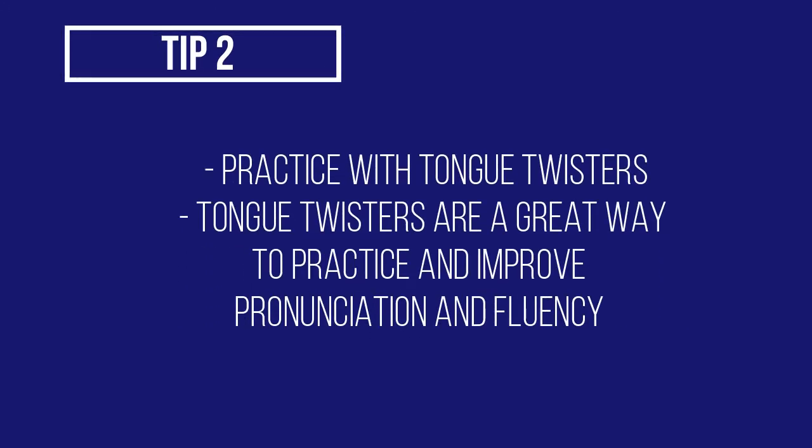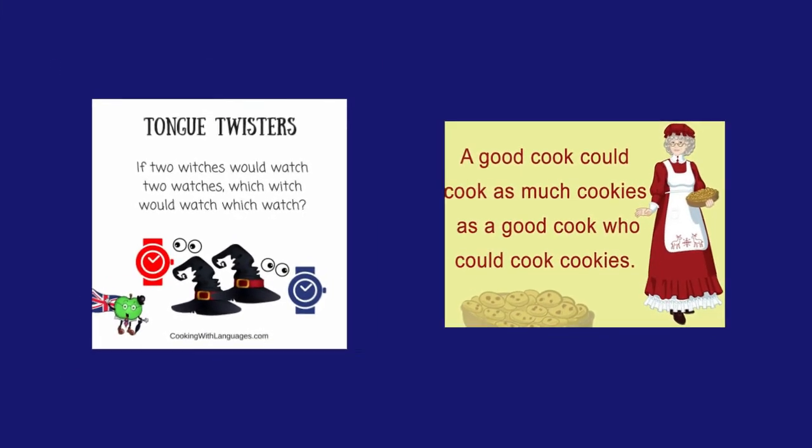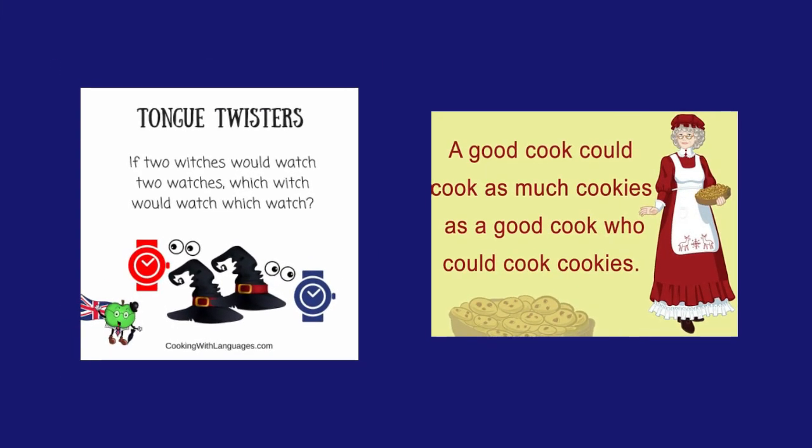Tip number 2. Practice with tongue twisters. Tongue twisters are a great way to practice and improve pronunciation and fluency. They can also help to improve accents by using alliteration, which is the repetition of one sound. They're not just for kids, but are also used by many who want to sound clear when speaking.